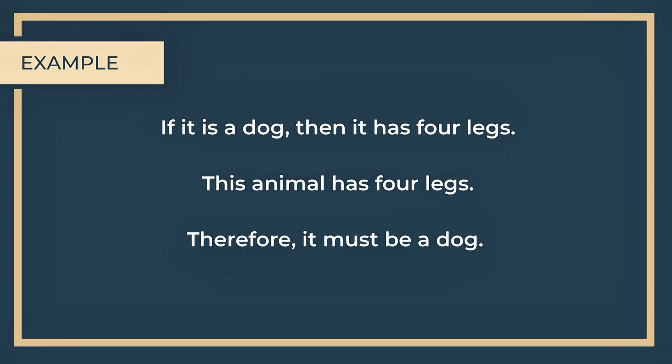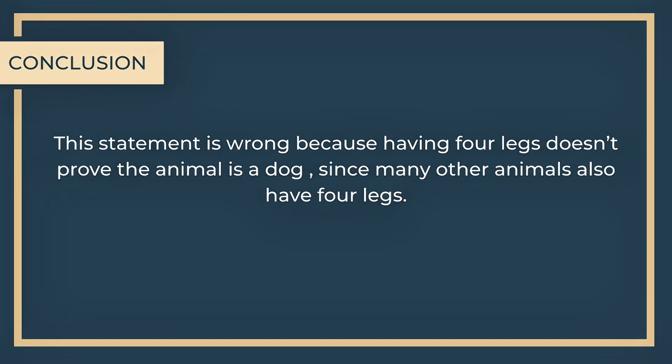For example, if it is a dog, then it has 4 legs. This animal has 4 legs. Therefore, it must be a dog. This statement is wrong because having 4 legs doesn't prove the animal is a dog, since many other animals also have 4 legs.